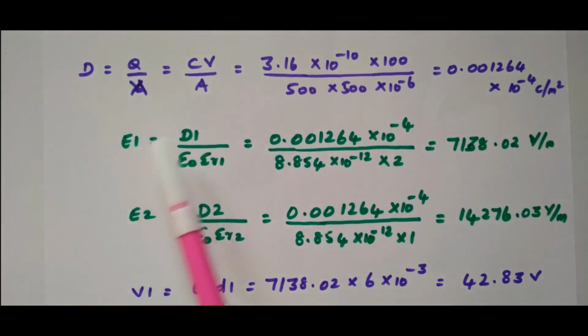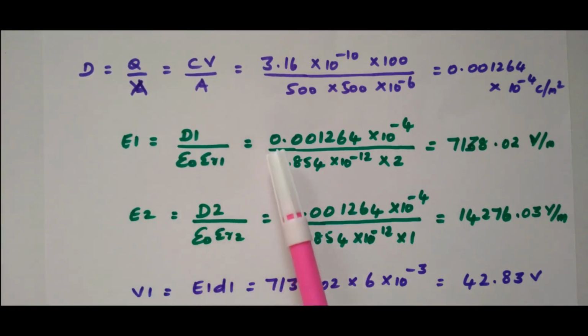So E1 equals D1 divided by epsilon naught into epsilon R1. We know the relation between D and E, right? D equals epsilon E. From that, E equals D by epsilon, right? So D1 and D2 are both equal. D1 and D2 are equal to D.